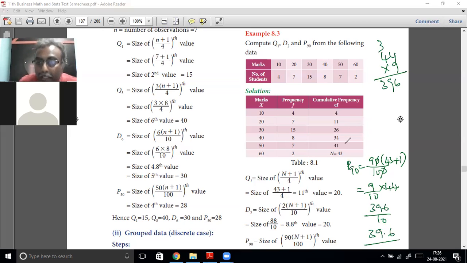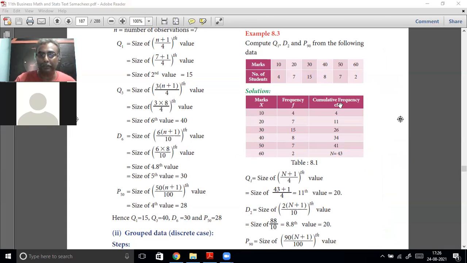You find where 39.6 is. It is less than 41. So what is the corresponding value? 50. So P90 is equal to 50. Okay.